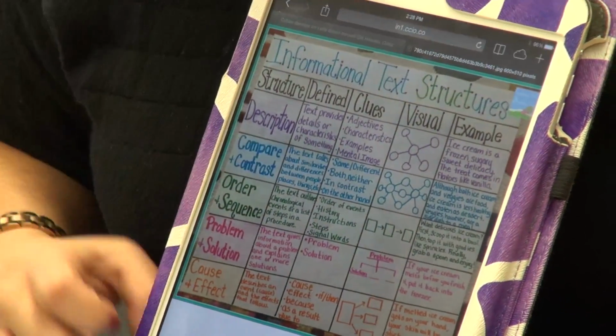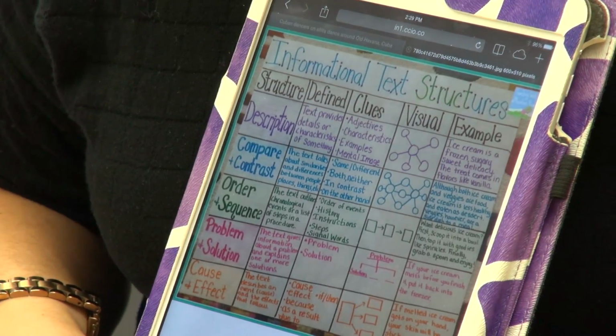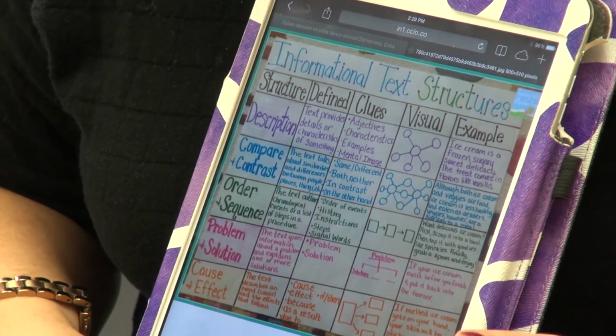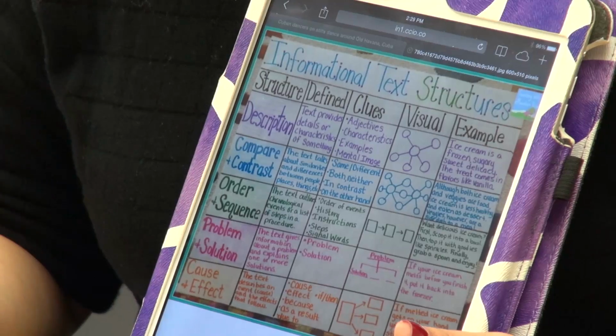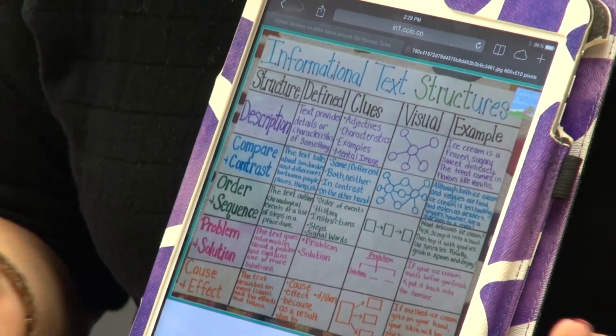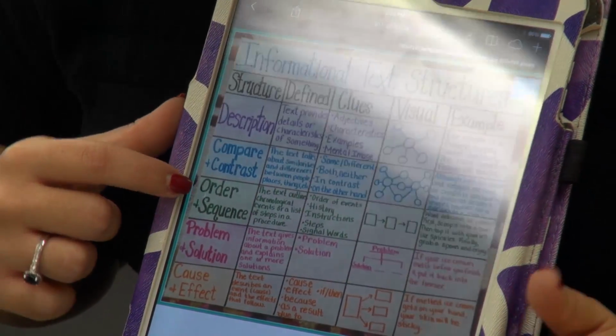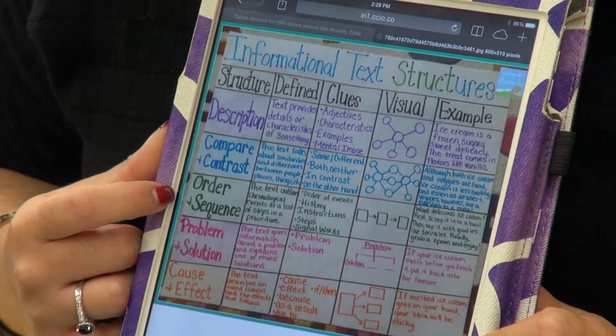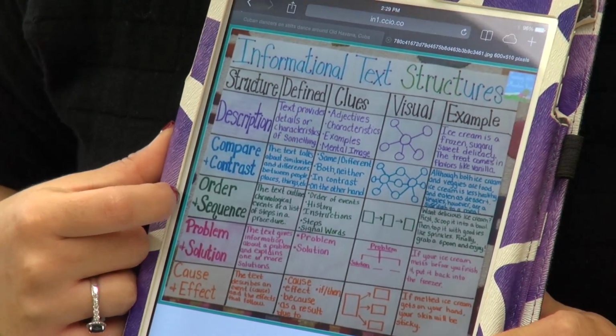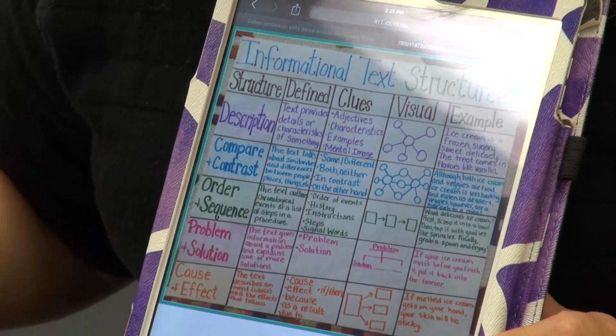The author might organize the text by comparing and contrasting. Maybe the first part of the text is how everything is the same, and contrasting would be how everything is different. Perhaps the author will organize the text in sequential order, or chronological order. Have you heard of that word before? Yeah. Chronological order, what does that mean?